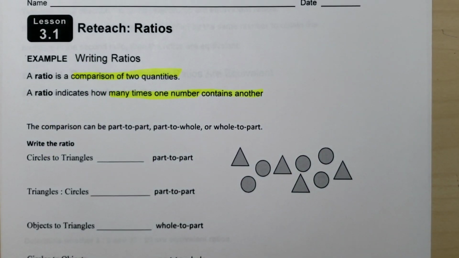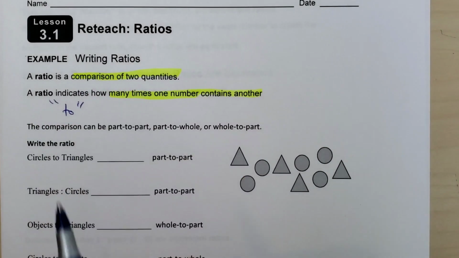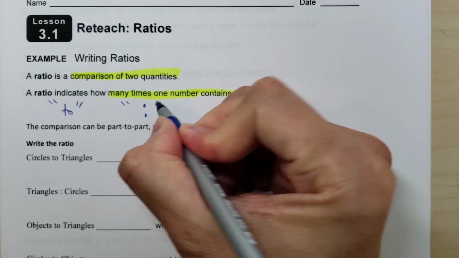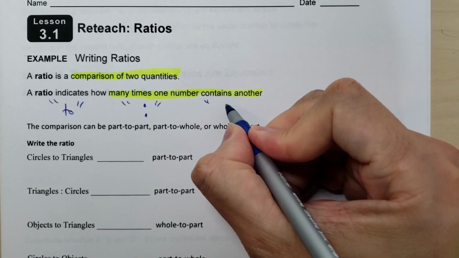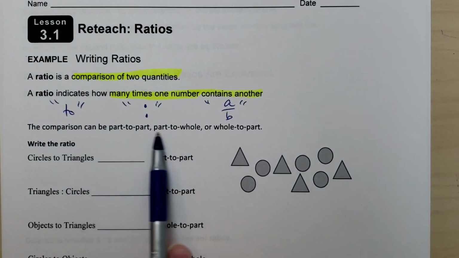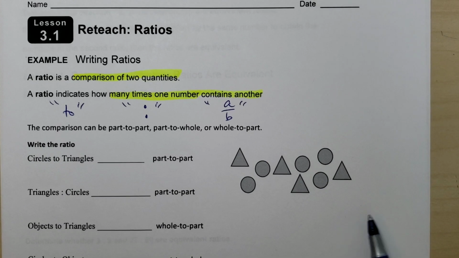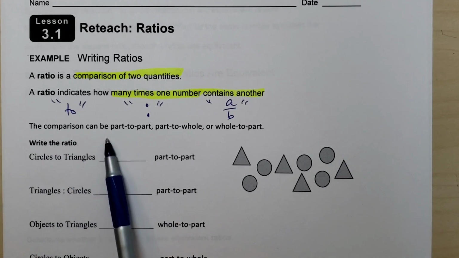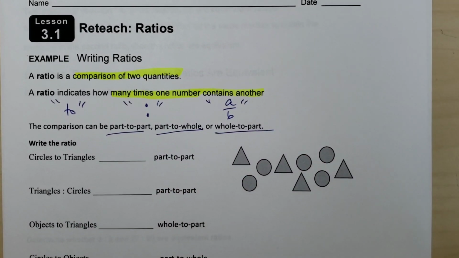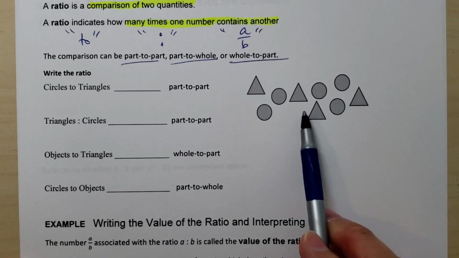Now, there are 3 ways to write ratios. The first one is the word "to." The second one is the colon symbol. And the last one is the fraction notation, a fraction form. So these are the 3 ways to write ratios. Now, a comparison could be part to part, part to whole, or whole to part. What does that mean? Let's have this example.